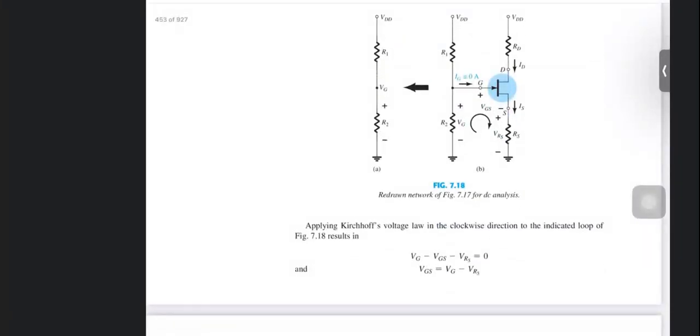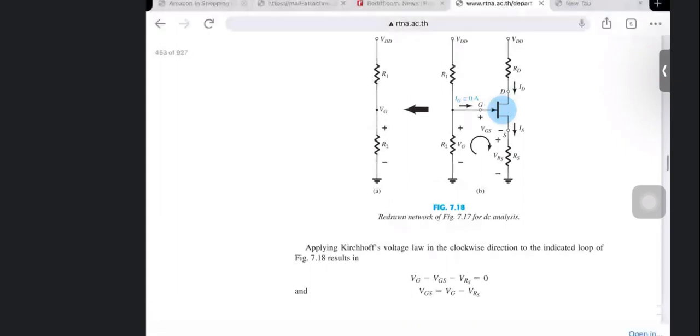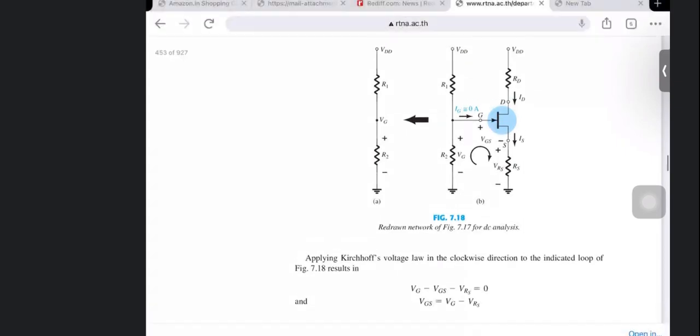Hello. Tell me one thing. Are you able to solve these equations? Kirchhoff's voltage law and current law.